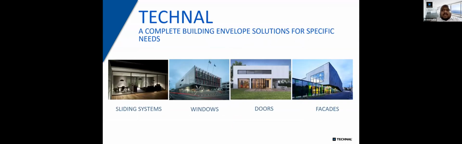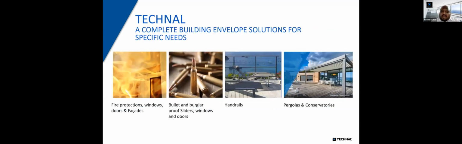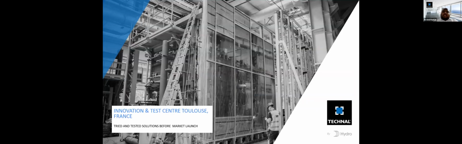So what do we manufacture? We manufacture aluminum systems for sliding doors, windows, and facades, and we also make products for fire-rated windows, doors, and curtain walling. We also produce bullet and burglar-proof sliders, windows, and doors. We manufacture handrails and also pergolas and conservatories. And you will hear about all these products in the coming weeks in various formats as we touch upon different topics during the Façade week.